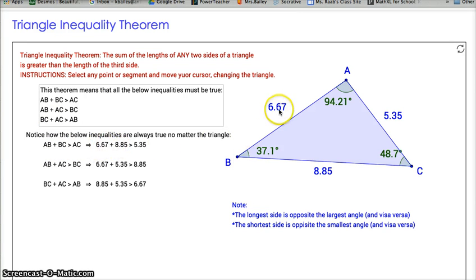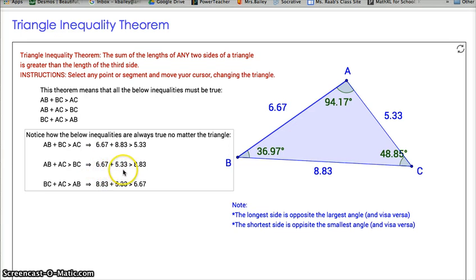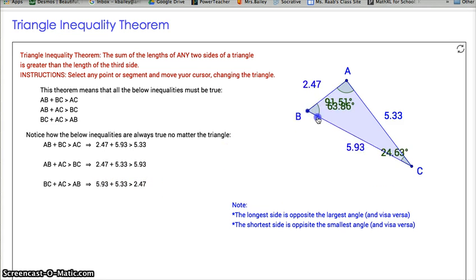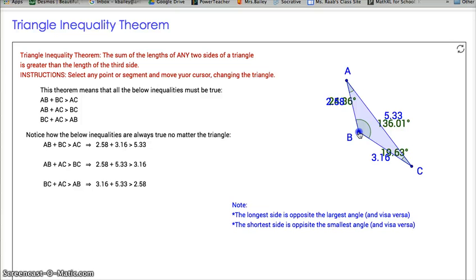So it says take the 6.7 and the 8.83, those two sides added up have to be bigger than the 5.3. The 6.67 and the 5.3 have to be bigger than the 8.83. And the 8.83 added to the 5.3 have to be bigger than the 6.7. This is going to hold true for any triangle. Teeny, teeny, tiny. Look at all three of these lengths. Those two added up are bigger. Those two added up are bigger. Those two added up are bigger.